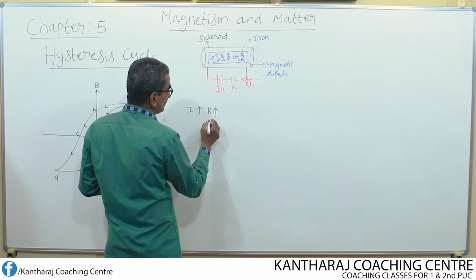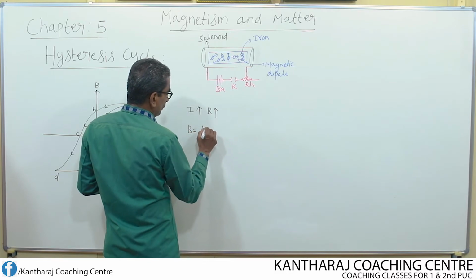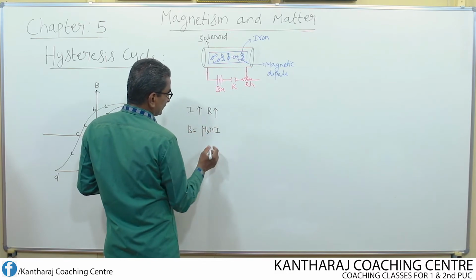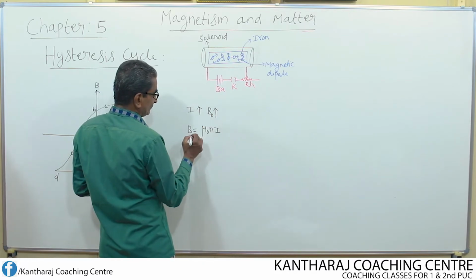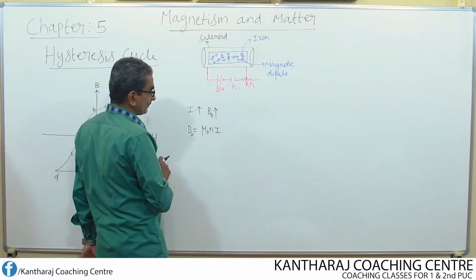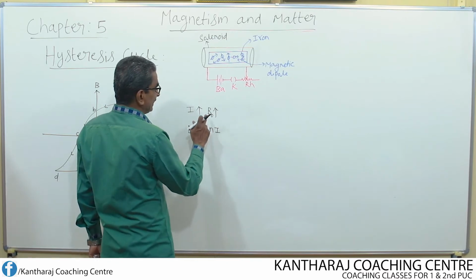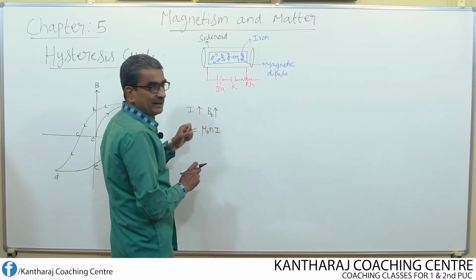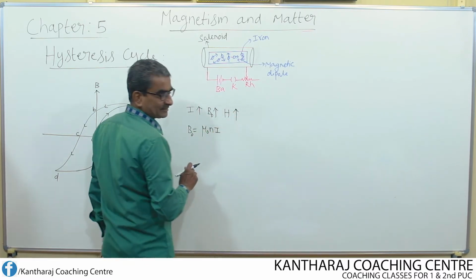Why does B increase? What is the value of B? See, B naught equals mu naught N into I. So if I increases, B naught, the magnetizing field, also increases. So the magnetizing field is directly proportional to the current. Then if B naught increases, the magnetic intensity H also increases.